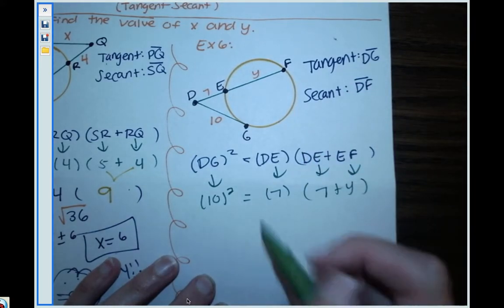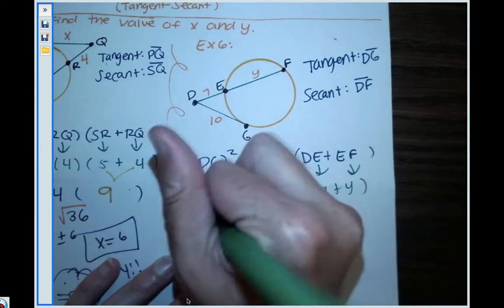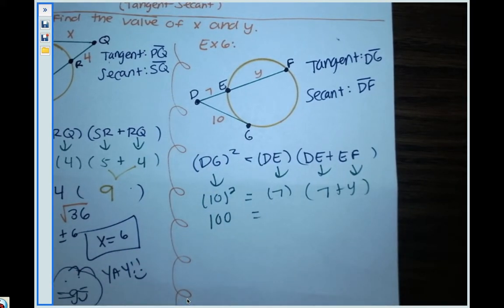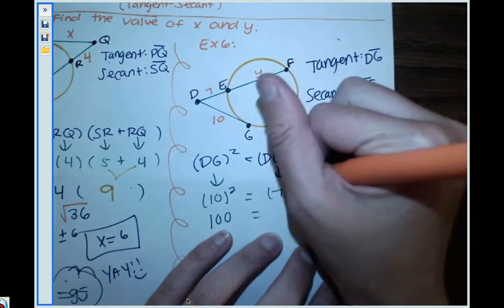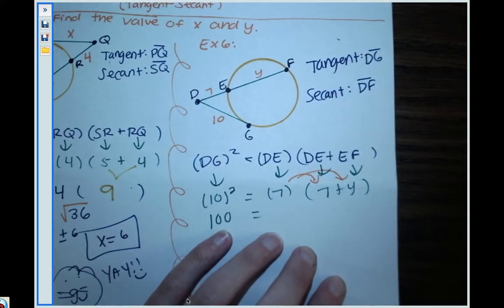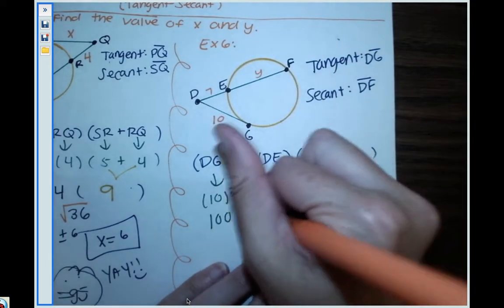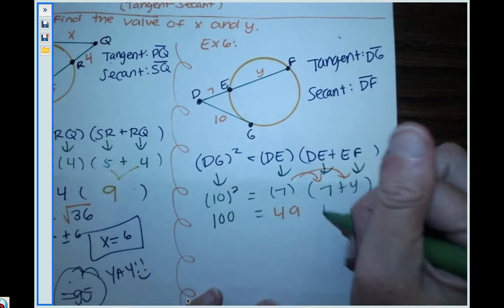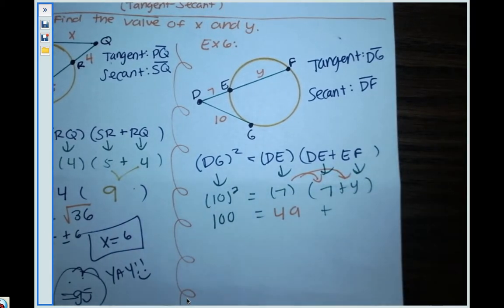All right, let's get going. 10 squared will give me 100. And then what do you do with the value that's outside of a parenthesis? Yes, you do distribute that. So 7 times 7 is 49, plus 7 times y, which is 7y.